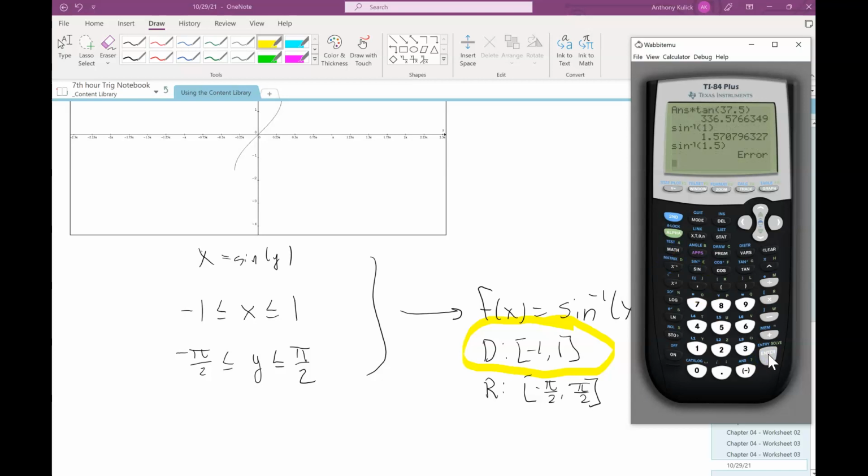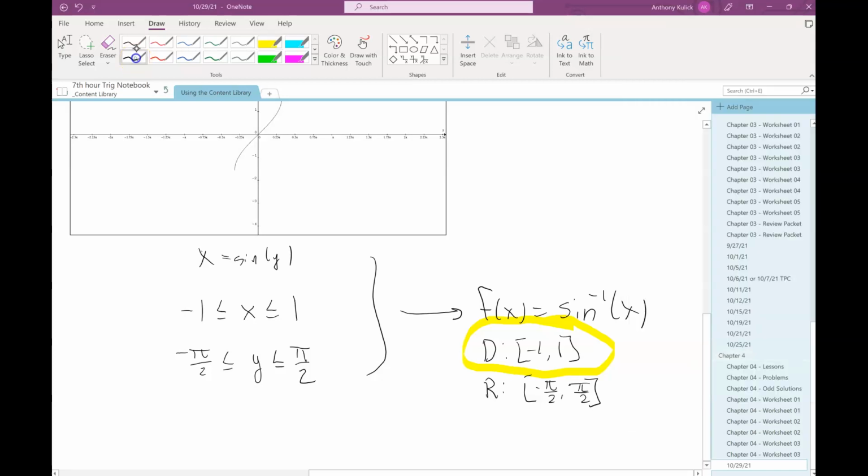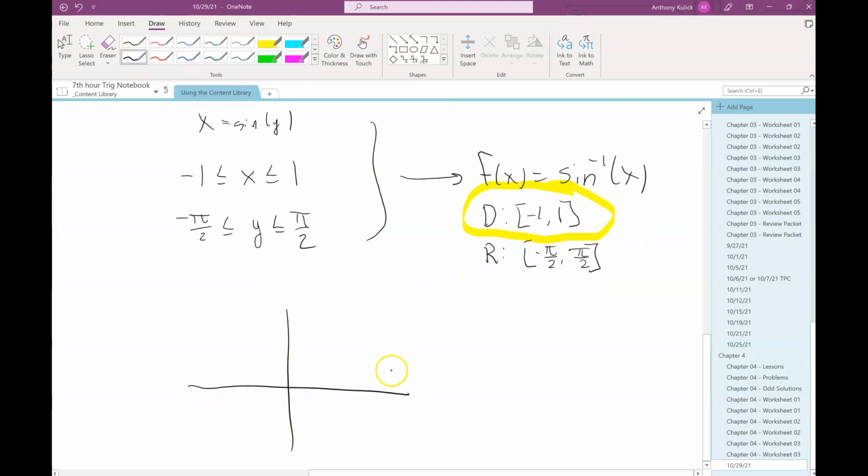So, issues with this, though. I know that, say, if we talk about a standard position angle on the unit circle, that's the point 0, 1, right? That's what we just showed a moment ago. So that sine theta is equal to 1, or sine of π/2 is equal to 1. Is that the only angle where when we take the sine of it, we get 1?